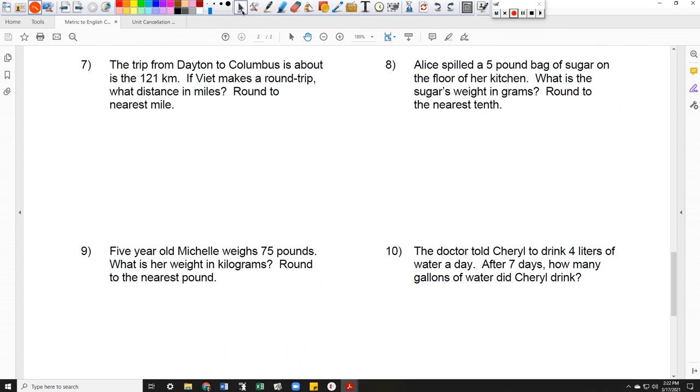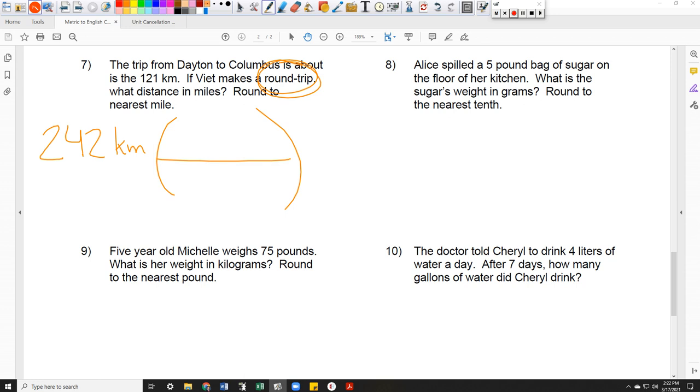Now, number 7 was an easy, straightforward plug and chug, but could you have easily messed this up if you missed the round trip part? Yeah, so you would have gotten the answer wrong because you didn't do what to the 121? Double it. You should have doubled it, okay? Again, that's one of those little tricky parts they throw in there at you. So it's 242 kilometers.